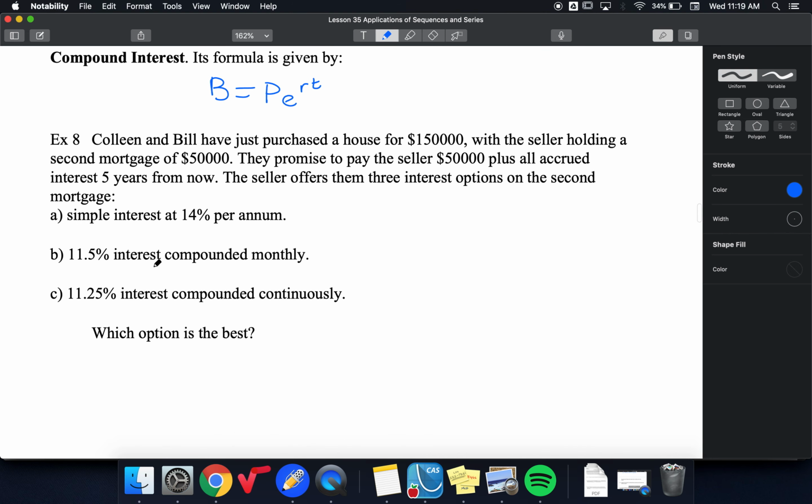All right, so now I'm going to leave you to do example 8 to calculate simple interest at 14%, 11.5% but compounded monthly, 11.25% compounded continuously. So I want you to read through this, figure out which one is best, and we will talk about it in class.